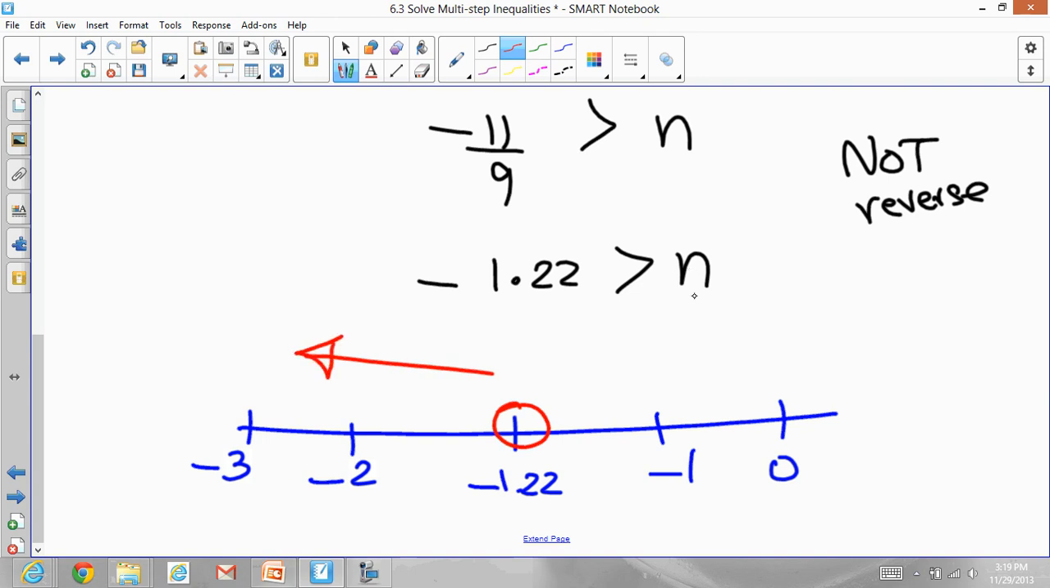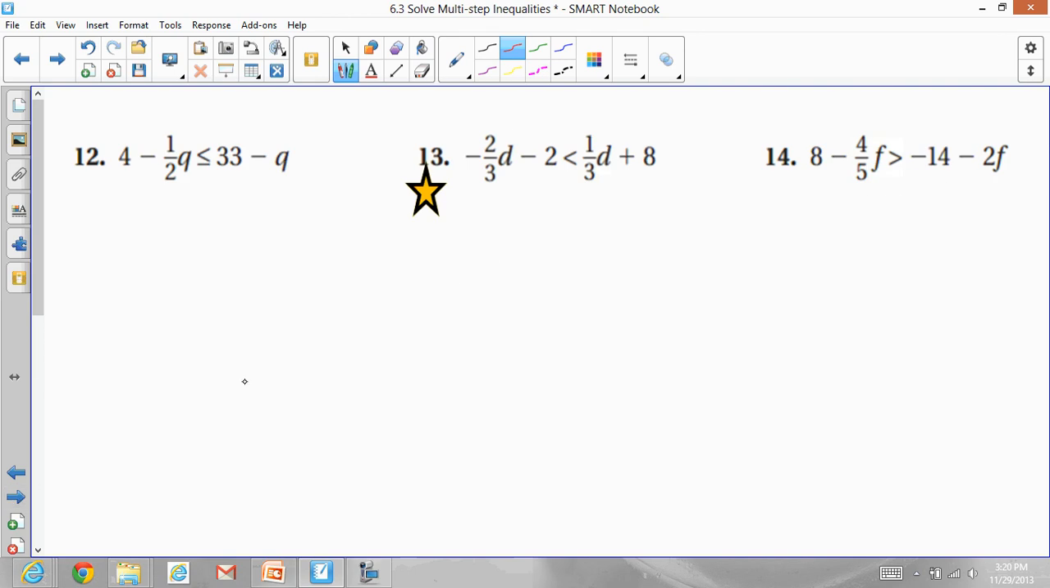So you take it as n is going to be any number that is smaller than negative 1.22, and all the numbers smaller than negative 1.22 are on the left side. Or if you have to think of it like this, my arrow will not match this arrow because my variable is not on the left side. Question number 13.